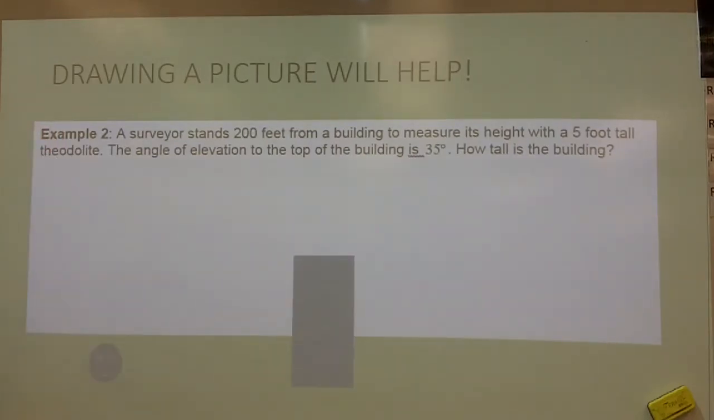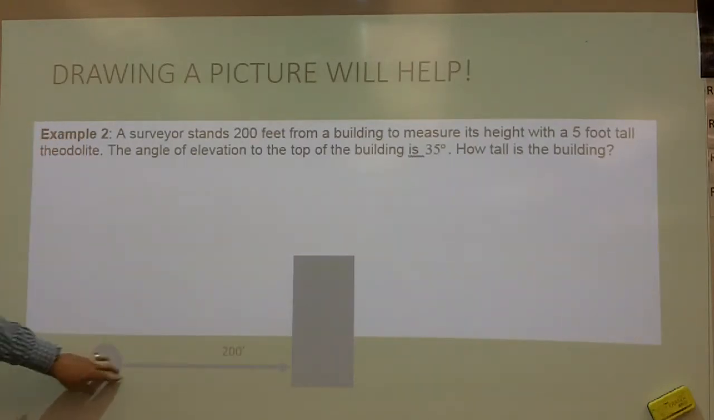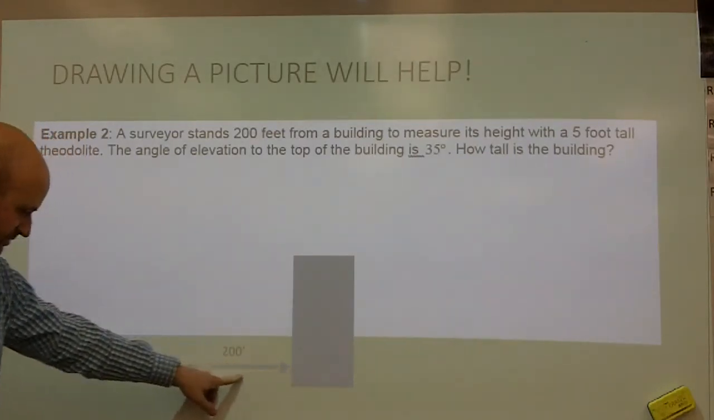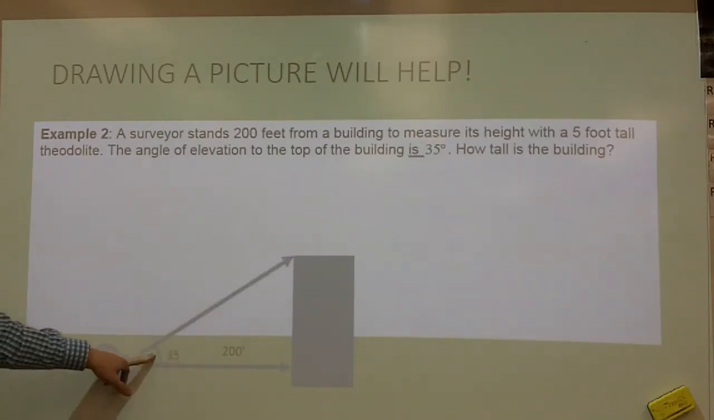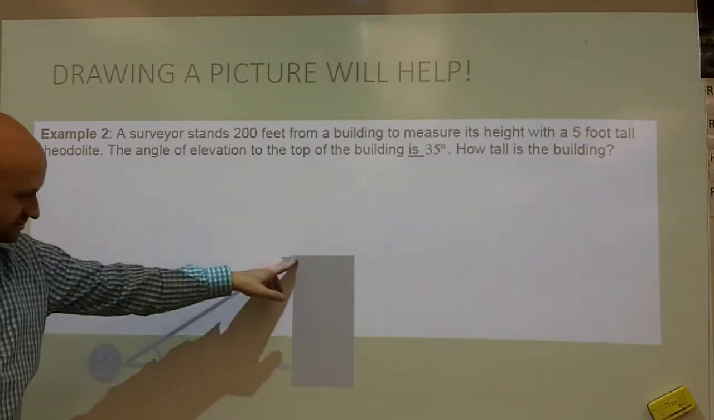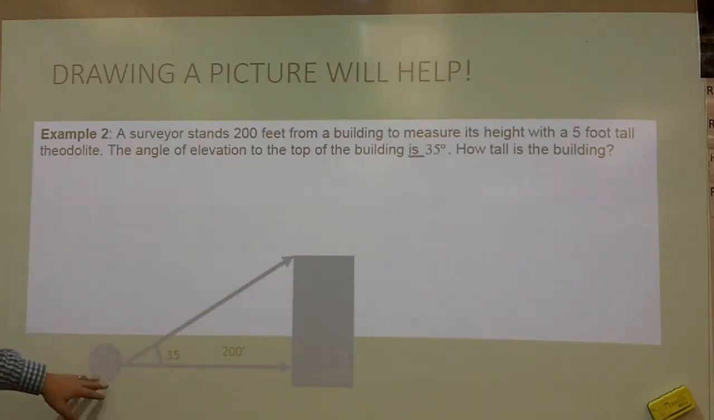So if we were to draw a picture, here would be our building, here's our surveyor, and we know that the surveyor is 200 feet away. So we know this distance is 200 feet. The angle of elevation to the top of the building, so from the surveyor to the very top, is 35 degrees. And again, that's measured with the theodolite. They also tell us that the surveyor or the theodolite is 5 feet above the ground. That's going to come in at the very end, and we'll talk about that in a minute.